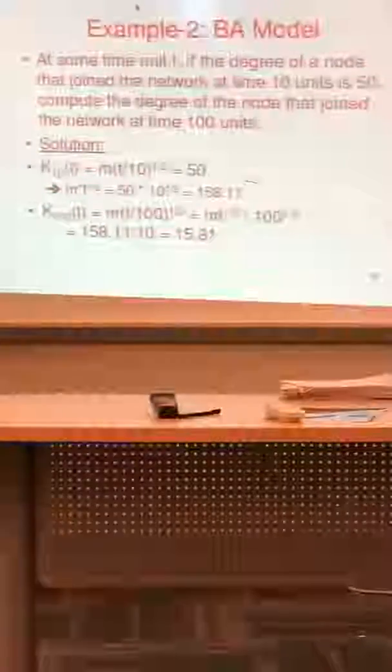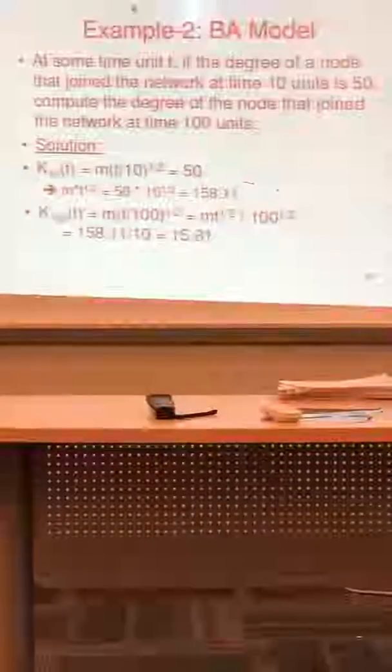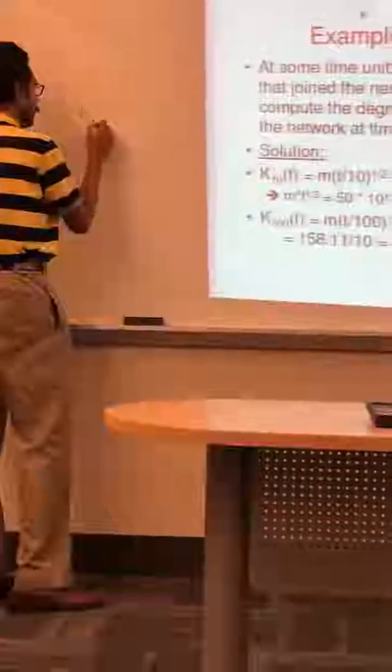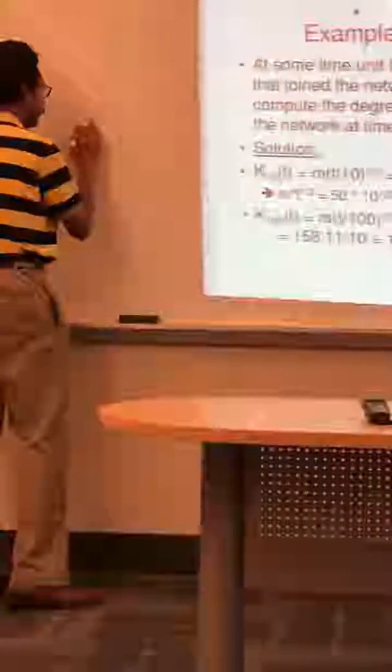In this problem, you're given that at some time unit, the degree of a node that joins a network at time 10 units is 50. So what is given is the joining time is 10. Our convention is to indicate it like this, at least in this problem. The node joined at time 10, so this is the joining time, and its degree at some future time t, greater than or equal to ti, is given as 50. So the joining time was 10 units, and we measure the degree at some later time t, and it's 50.